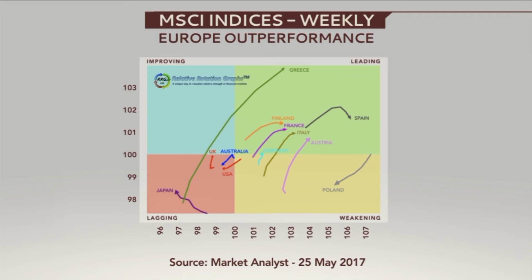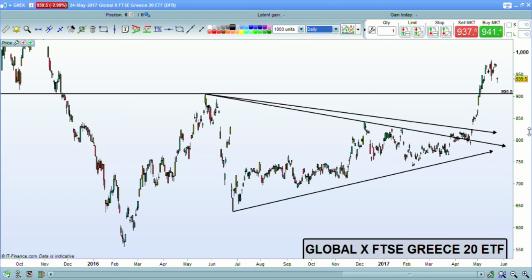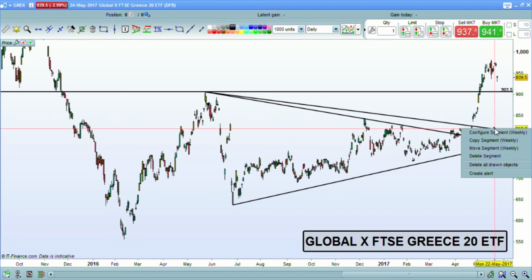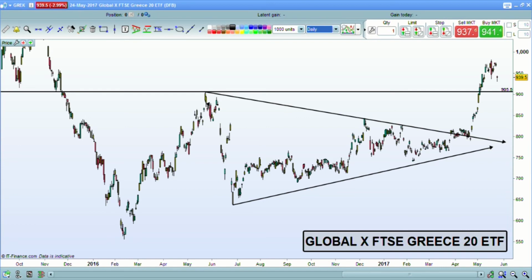We had a narrowing pattern, a symmetrical triangle pattern, which has dominated the Greek index and ETFs for months and months and months now. But in this now we had the powerful breakout of it. We haven't yet reached the objective of the count from the triangle itself.